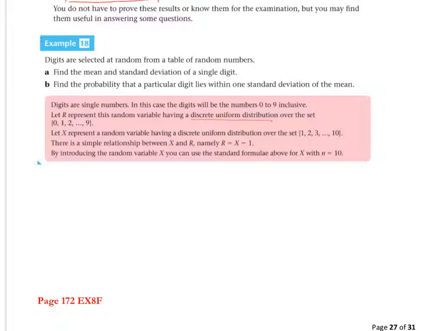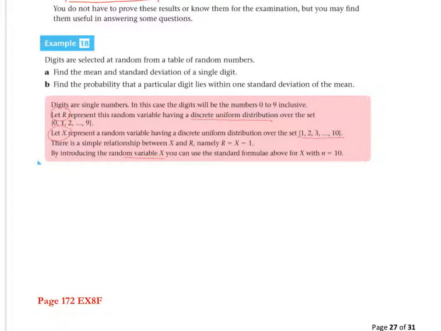So let X represent a random variable having a discrete uniform distribution over this set here. So how do we represent R in terms of X? The simple relationship is, to get R, you just take 1 away from X. So by introducing this random variable X, you can use the standard formula for X with n equals 10.